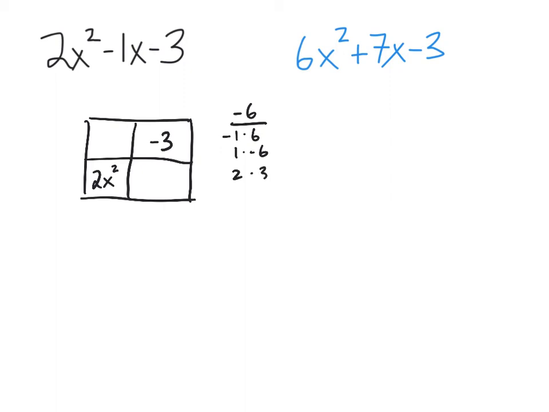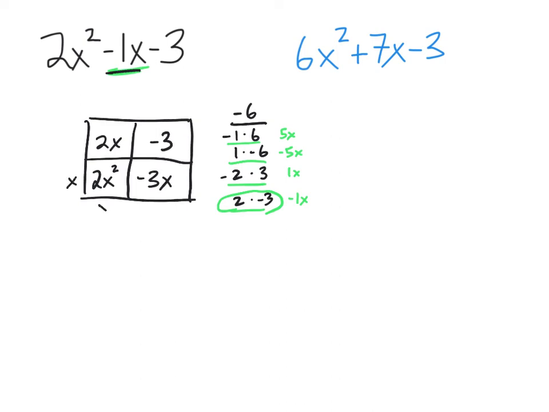2 times 3 gets me to 6, but it could be a negative 2 or it could be a negative 3. We are trying to find the combination that gets us negative 1x. Well, that first one would give me 5x if I combined. This one would give me negative 5x if I combined. That one will give me 1x, which is close. This is the combo that gets me negative 1x. So if I had 2x minus 3x, that would be negative 1x. Awesome. Let's go ahead and factor.